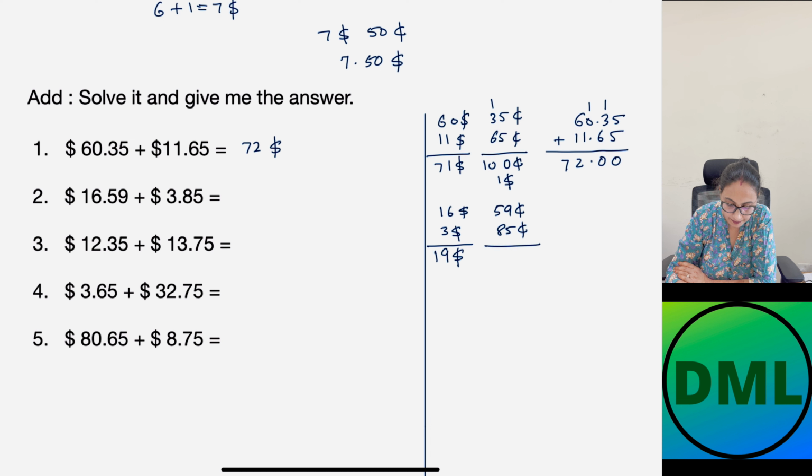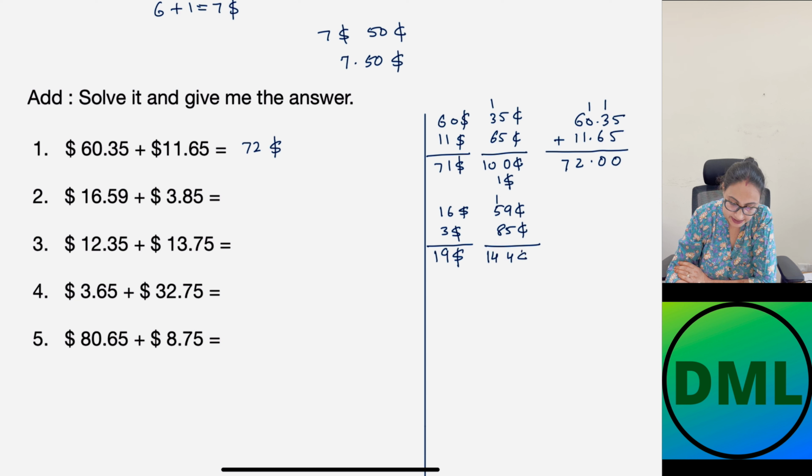If I add them here, 9 plus 5. 9 is closer to 10. So 9 plus 1 is 10. 10 plus 4 is 14. So that will be 4 here and 1 carry over. 8 plus 1 is 9. 9 plus 1 will give you 10. And 10 plus 4 gives you 14. Let's write down the answer here.